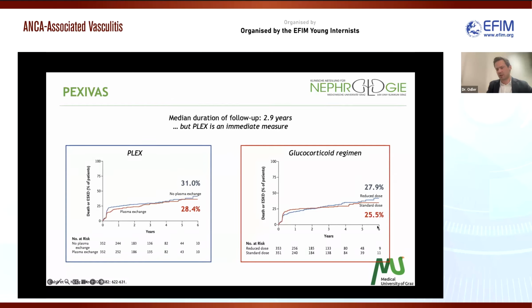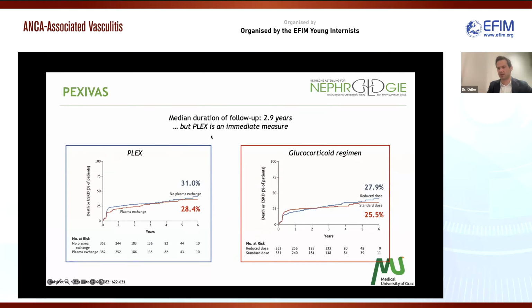We also saw that the use of reduced glucocorticoid dosing as compared to the standard dose also did not result in differences in terms of this composite endpoint. That's quite important because it showed us that the use of reduced glucocorticoid dosing is not dangerous. We can do that in our patients. But if we come back to the topic of plasma exchange, I ask whether it's okay to accept this result and not consider plasma exchange anymore.